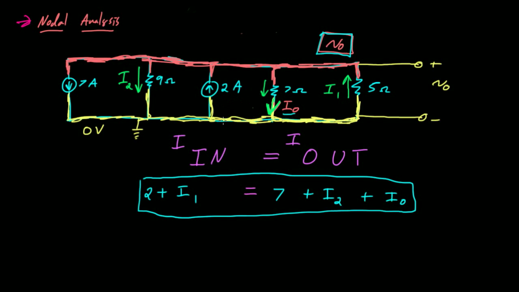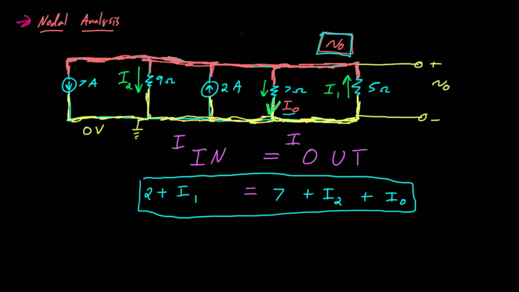In the last video, when we wrote this equation, we said that what goes into our node V0 is 2 amps, so we have 2 amps going in, and also our current I1 goes in. And that was equal to what flows out, which was 7 amps, so 7 amps flows out. I2 flows out right here, and our current I0 flows out right here.